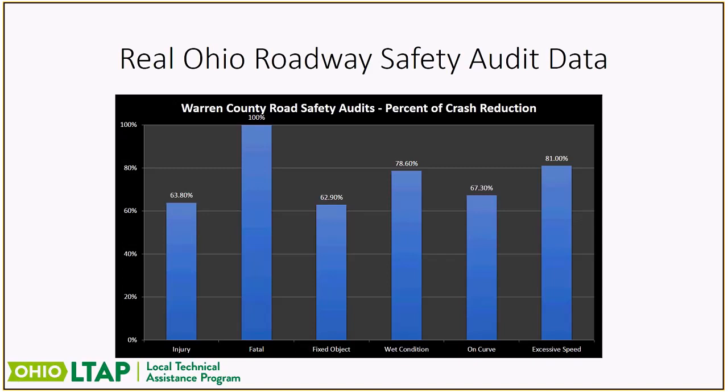I'm going to move into the acronym now, so you become familiar with that as well. Through the RSA process there in Warren County, when we looked at the contributing factors to the crashes, fixed objects were down 62.9%. The wet condition crashes were down 78.6%. Curve crashes were down 67.3%, and excessive speed was down 81%.